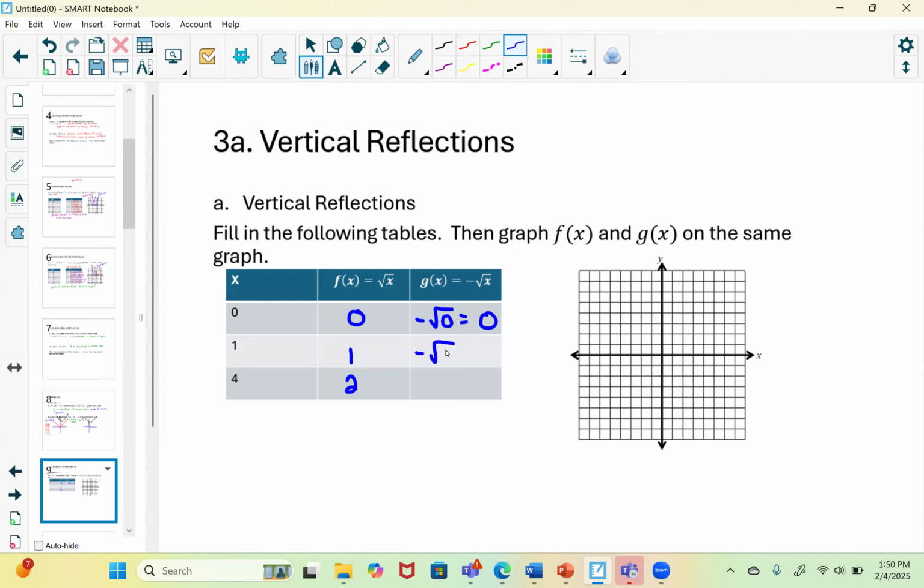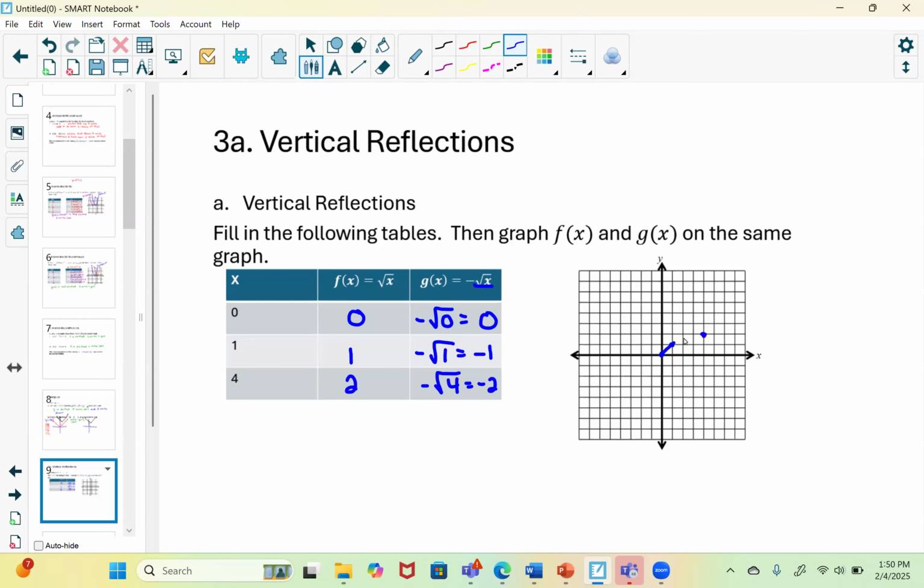Okay, negative the square root of 1. I would still have the negative, and then the square root of 1 is 1. Negative the square root of 4. So again, these are my x values that I'm plugging in to this function, and that is negative 2. Okay, so I'm going to graph both of mine. So in blue, I'm going to put f of x. So it's 0, 0, 1, 1, and then 4, 2.